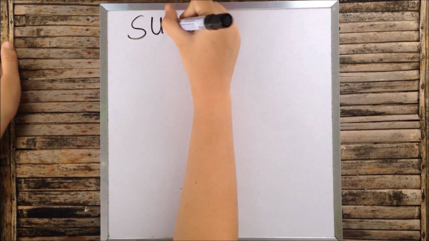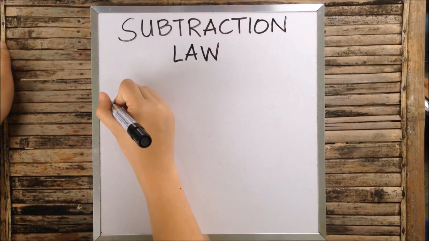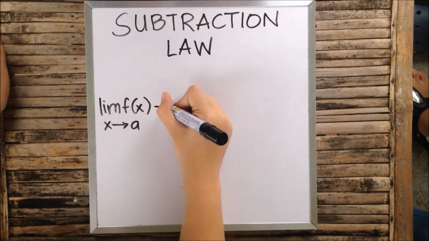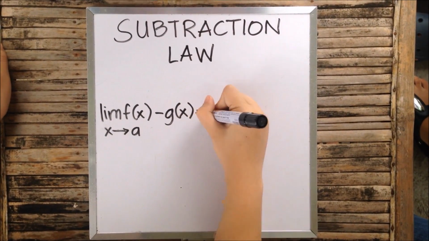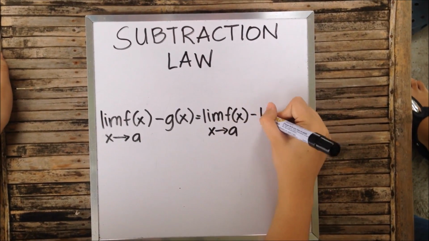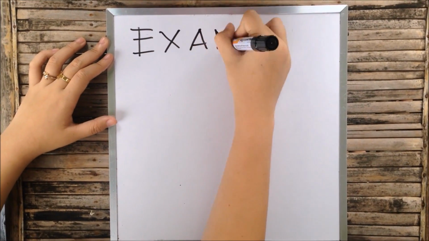Next is the subtraction law. This law is just the same as addition. Separate the terms and subtract. Given the sample equation, limit of f of x minus g of x as x approaches a equals limit of f of x as x approaches a minus limit of g of x as x approaches a. Here's an example.